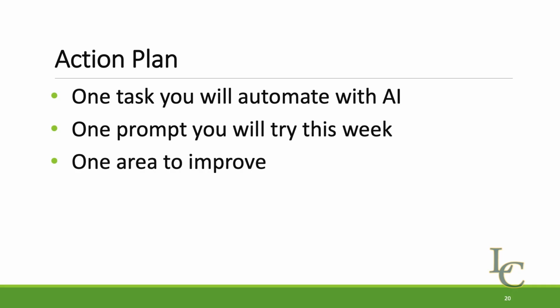Now, the action plan is also on this handout, right? I want you to write down one task that you're gonna use AI to help you do. Write emails, create social media posts. I'm gonna use it, you know, to generate ideas. So in your action plan, answer these 3 questions. One task you will automate with AI, one prompt you will try to use this week, and one area where you think you can improve your business using AI. And I think those 3 questions are on the handout, right? So walk out of here with an action plan. If you do it later on today, think about what you're gonna put on your action plan.